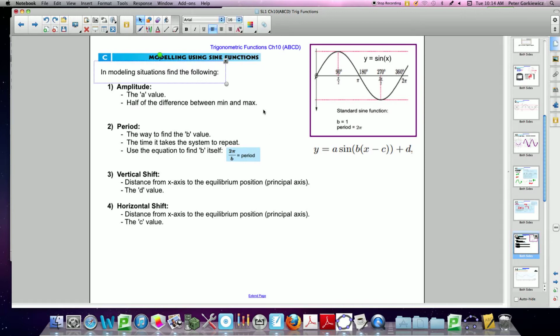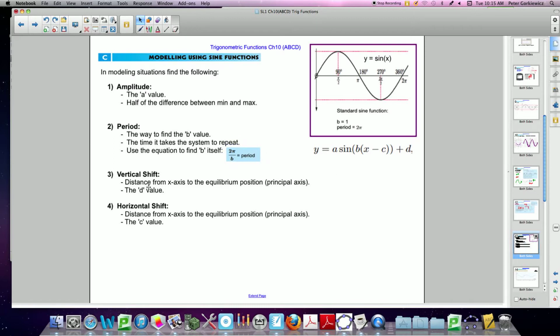Okay, so C is the heart and soul of this whole thing. We like trig functions so we can model things with them. So you have to find 4 things, right? You got to somehow figure out the amplitude. How high up above equilibrium does this go and how far down? That's the amplitude. It's A. It's half the difference between maximum and minimum. You need to find the period, right? How long does it take to make 1 full oscillation? That'll help us find the b value, right, to put in our equation. And we can use this. 2 pi over b is the period.